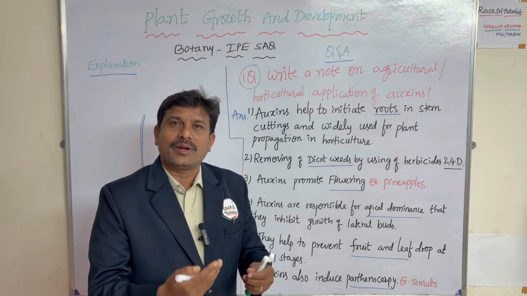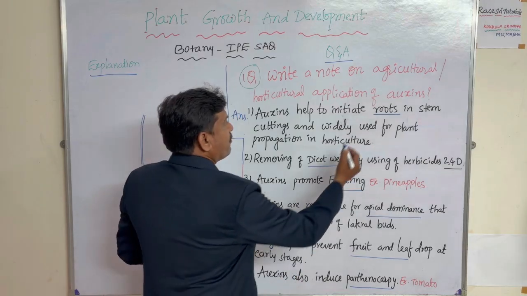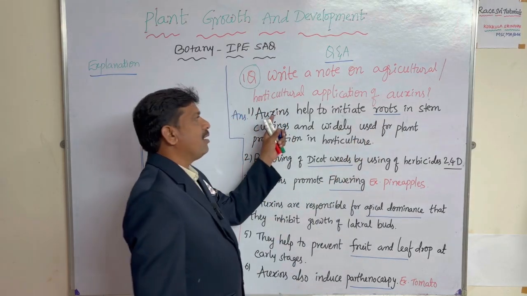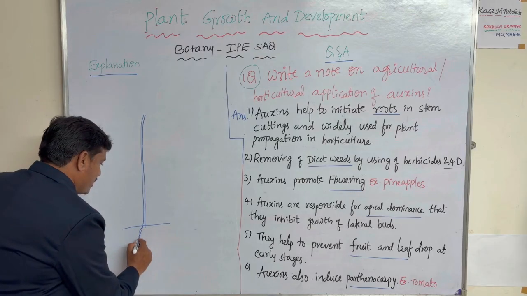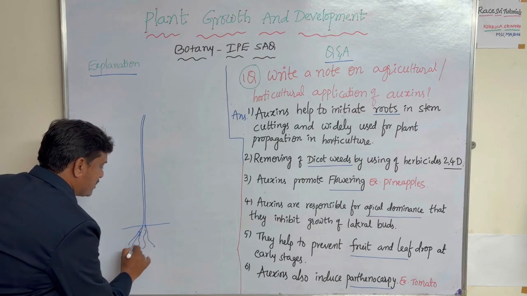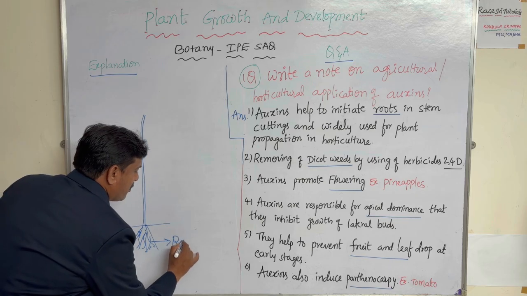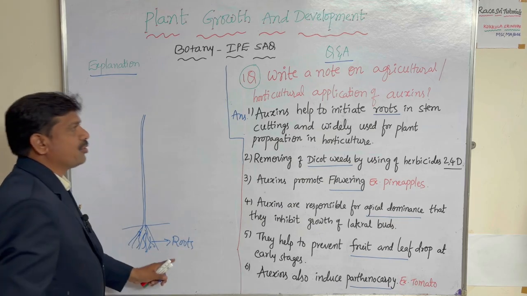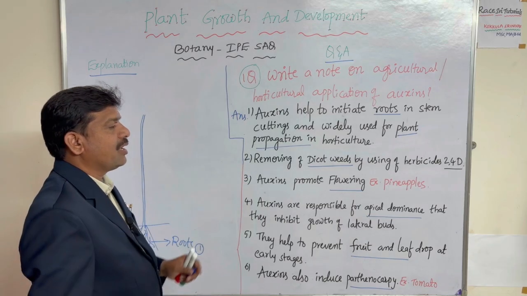After that, slowly roots are produced on the downside. So the first point is that auxin helps to initiate roots downside. This is the first clue. Auxin is very useful for root formation.